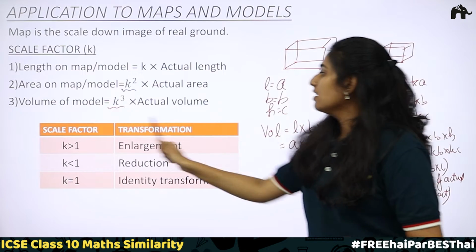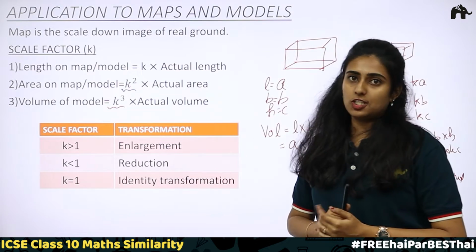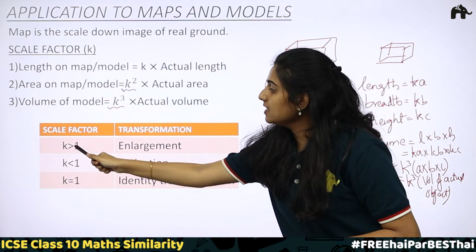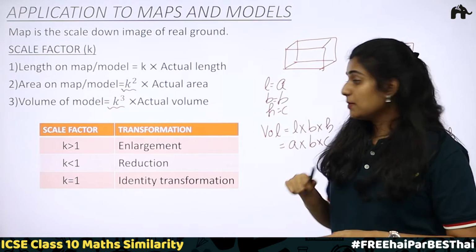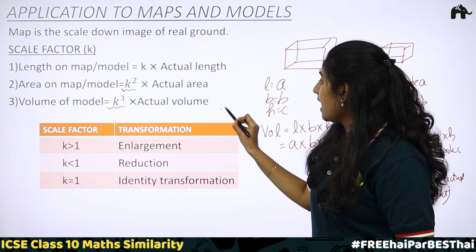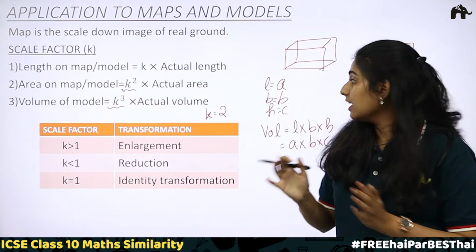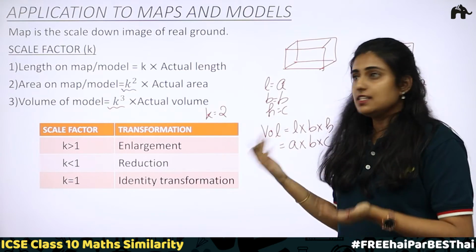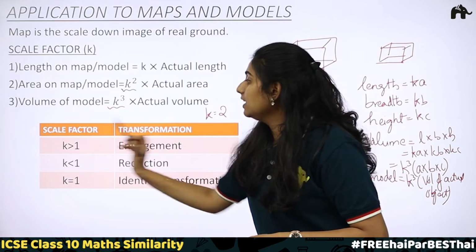Okay. Now, depending on the scale factor, we can say what the transformation has happened. That is, if K is greater than 1, then it is enlargement. Remember the first slide, K greater than 1. In that case, we had K is equal to 2. That is enlarging. Length is increasing, breadth is increasing, height is increasing. Enlargement is a case when K is greater than 1.